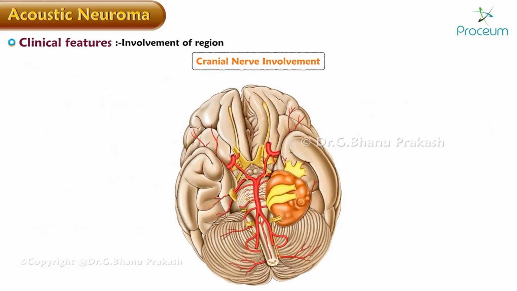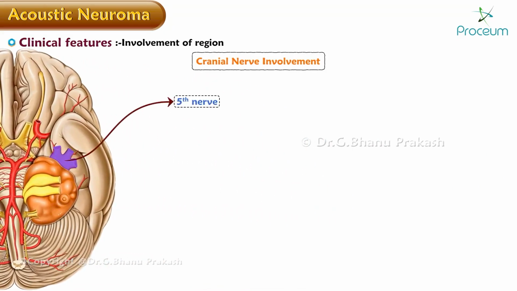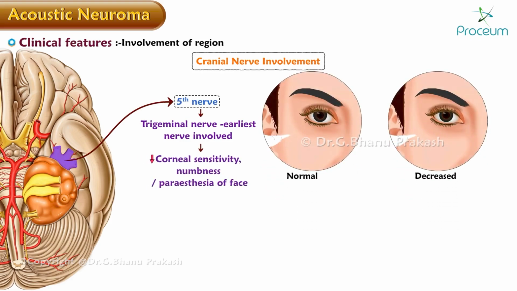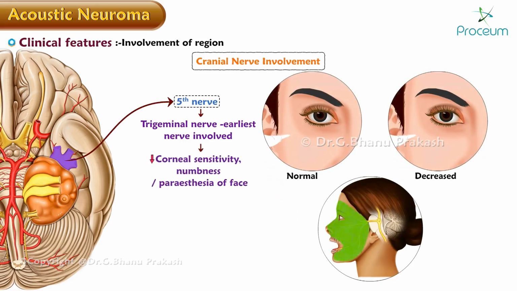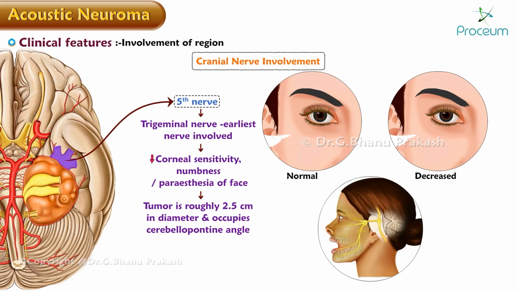Cranial nerve involvement. Fifth nerve. The trigeminal nerve is the earliest nerve to be involved. There is reduced corneal sensitivity, numbness, or paresthesia of the face. Involvement of this nerve indicates that the tumor is roughly 2.5 centimeters in diameter and occupies the cerebellopontine angle.